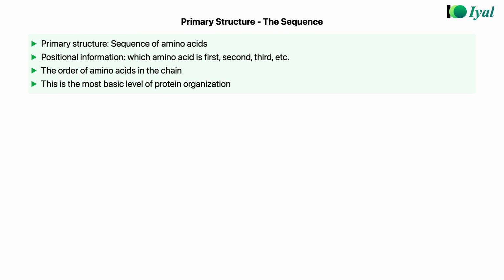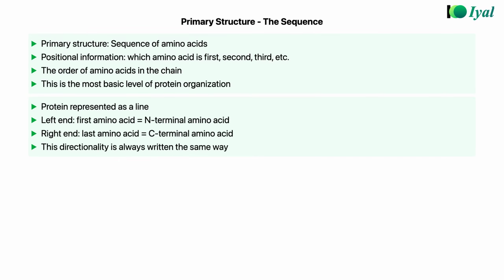Primary structure is the simplest level. It's the sequence of amino acids. Which amino acid comes first? Which is second, third, and so on down the chain. This sequence, this order, is critical. Change the sequence, and you change the protein completely.